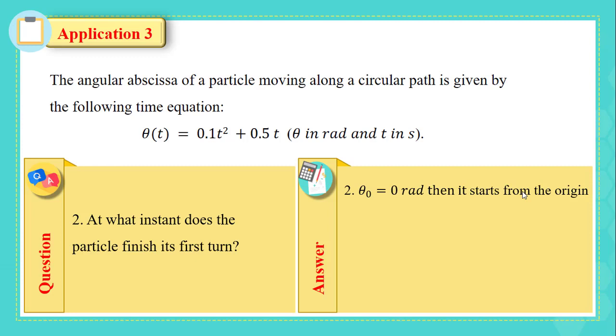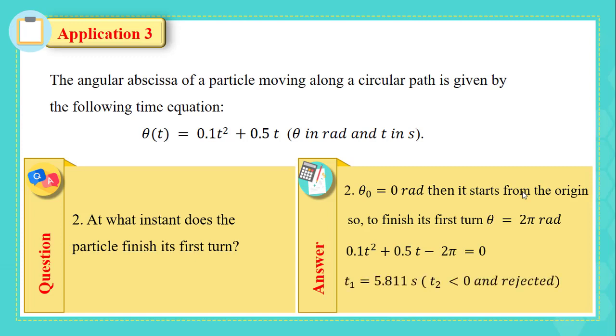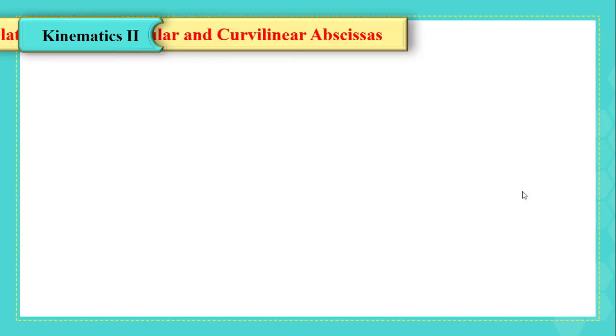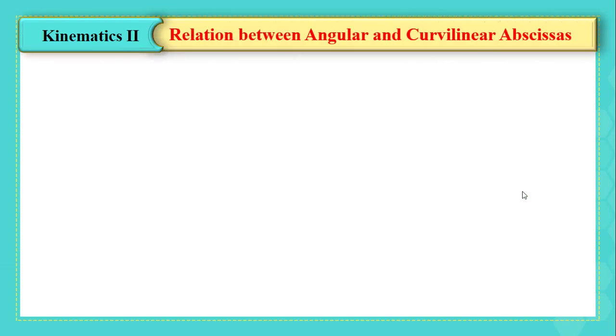Then this particle starts from the origin. Therefore, to finish its first turn, theta of t should be equal to 2 pi radians. By solving this equation, we get two solutions. The first one is t1 equal to 5.811 seconds, which is accepted, and the other one will be negative and rejected.